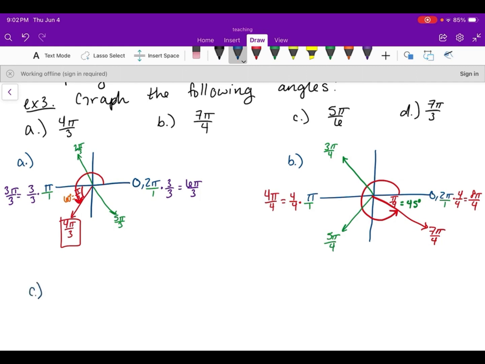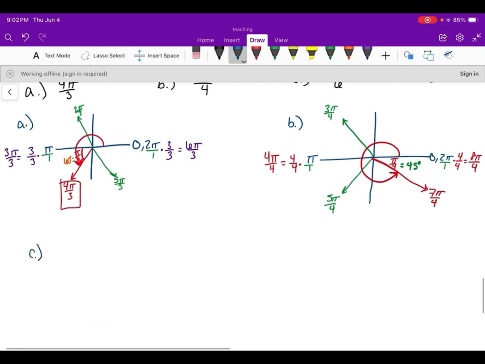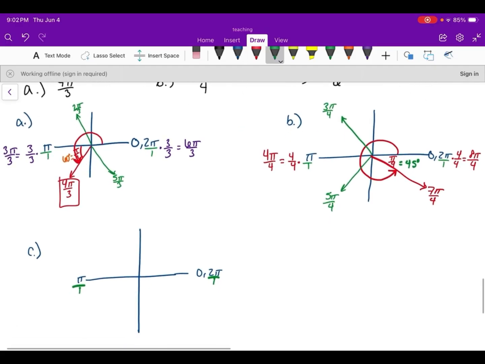Let's go ahead to part C. Part C, I'm doing 5 pi over 6. I'm going to draw again. I have 0 or 2 pi, and I have pi. Both of these can be written over 1. My denominator is 6, so that means I want to multiply by 6 over 6. That way I can see that denominator of 6. So I get 6 pi over 6. Again, that's the same as just pi. And this is 12 pi over 6, which is the same as 2 pi.